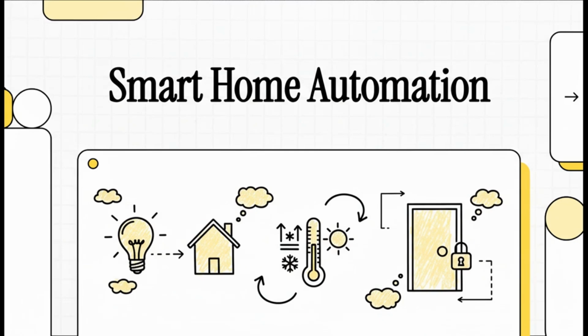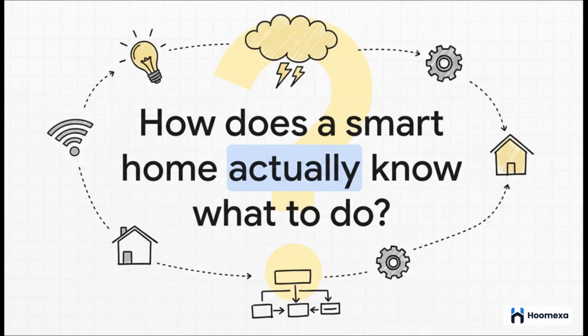Let's talk about smart homes. We're going to pull back the curtain on how all that magic actually happens. You know, how your house knows to turn on the lights or lock the door all on its own. So that's the big question, right? How does a smart home actually know what to do and when to do it?